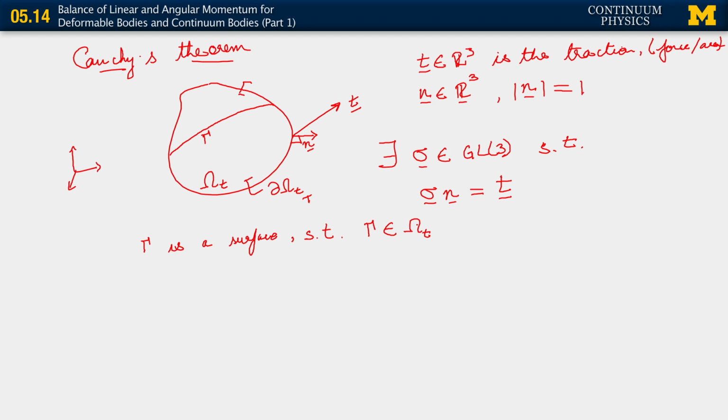Once we know that if you give me a normal direction, essentially what Cauchy says is that there is a tensor that he denoted sigma, such that when this tensor is made to act on n, you get some vector, which is now the traction vector across that surface drawn within the body. So this holds in that case as well.